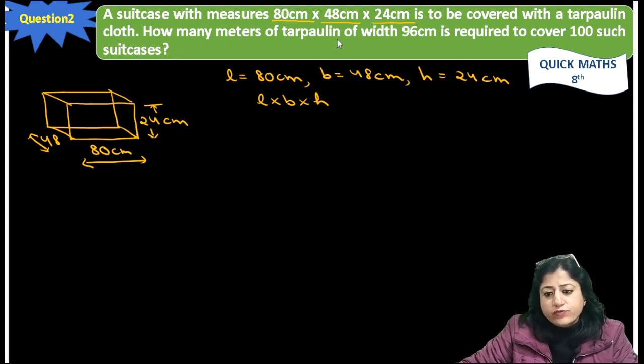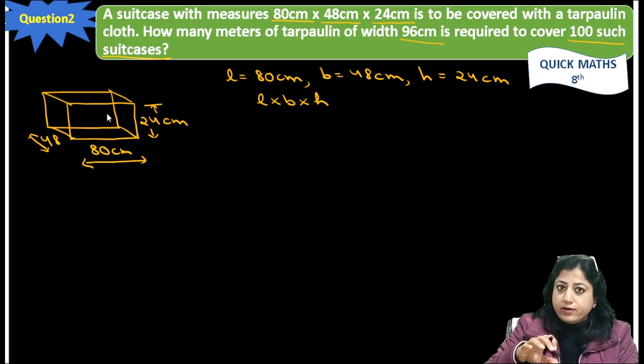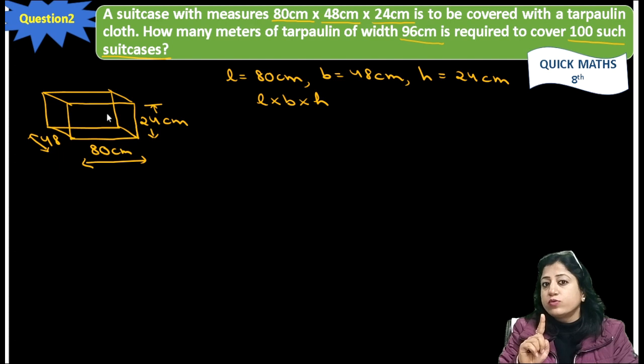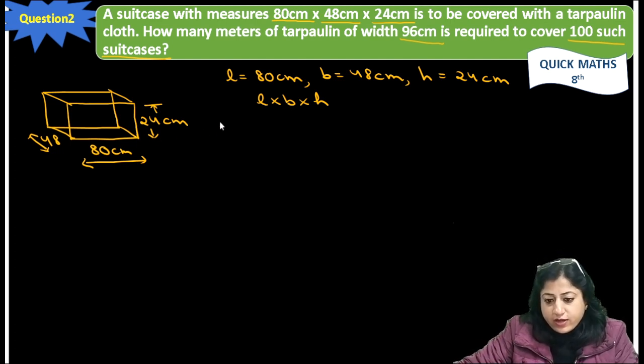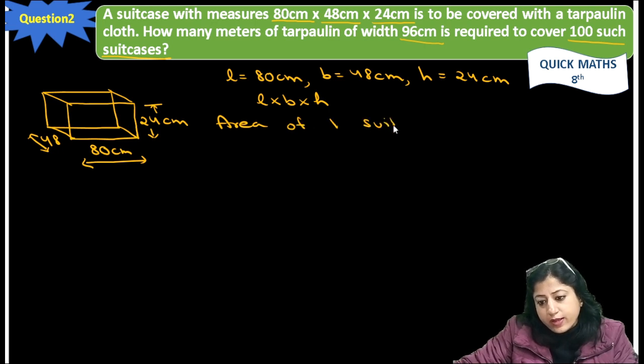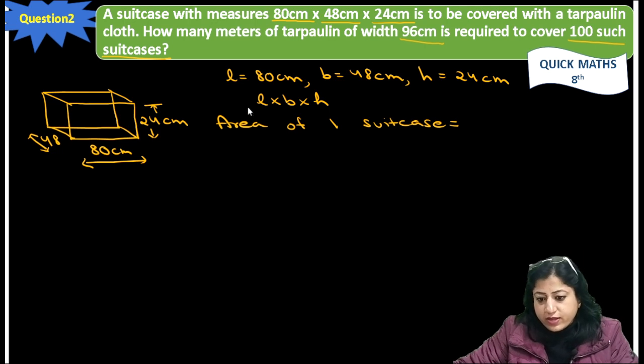How many meters of the tarpaulin of width 96 centimeter is required to cover 100 such suitcases? So first we have to cover 100 such suitcases. First of all we should know the area of one suitcase so that we can multiply it with the 100 numbers and we can calculate the tarpaulin cloth. So first, the area of one suitcase. Area of one such suitcase is the total surface area, because we have to cover it all around.